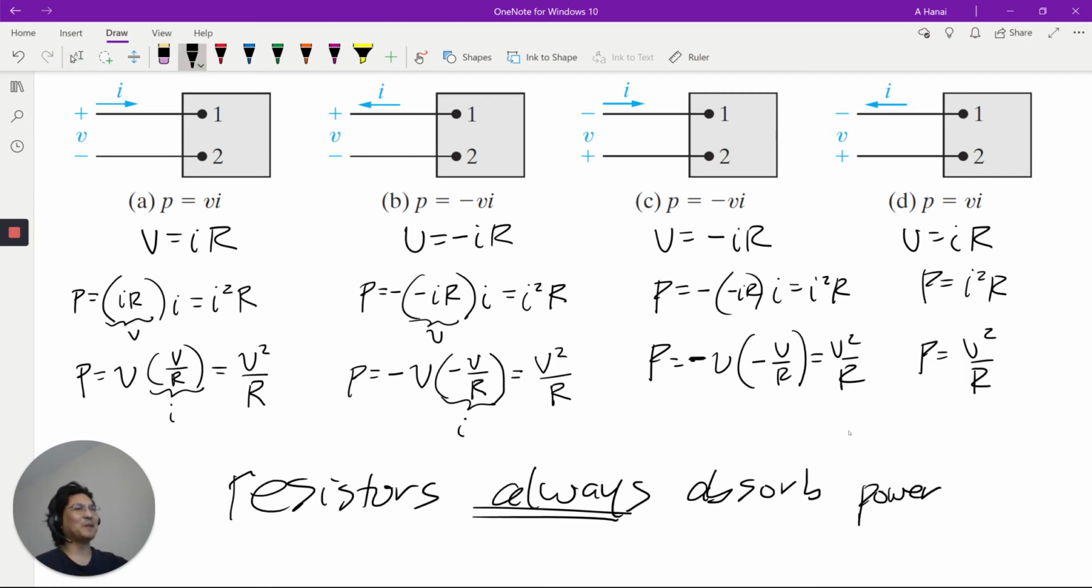So sometimes I catch myself, I say resistors absorb power from the circuit and then it dissipates that power as heat. So sometimes I say resistors dissipate power. By that I mean, right, they're getting rid of power through heat.